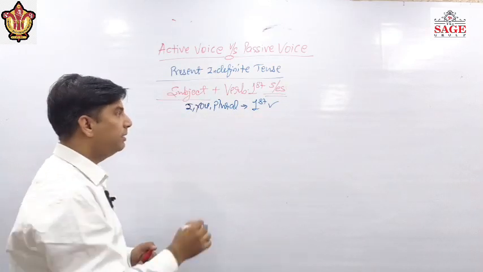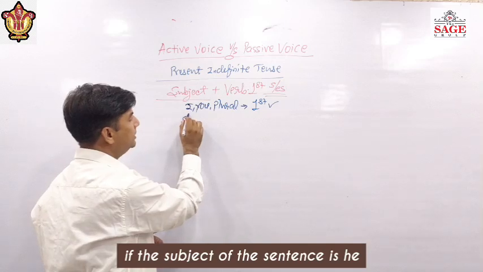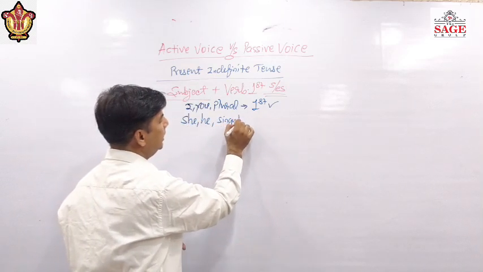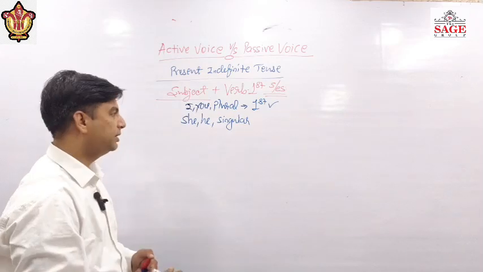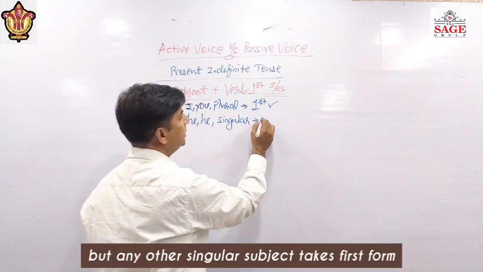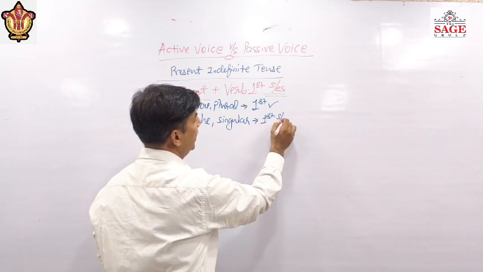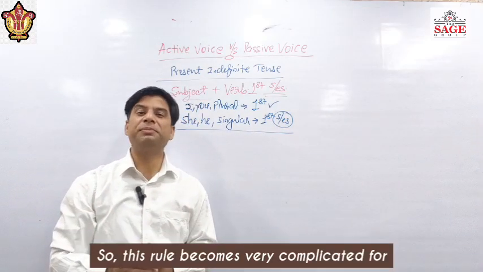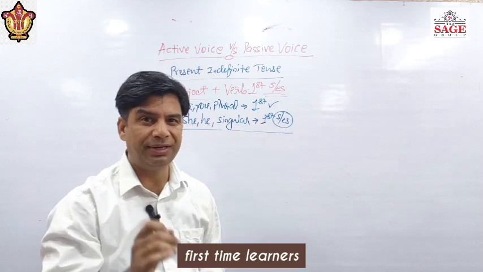On the other hand, if the subject of the sentence is he, she, or any singular, he and she are also singular, but any other singular subject takes the first form and additionally s or es letters with it. So this rule becomes very complicated for first-time learners.